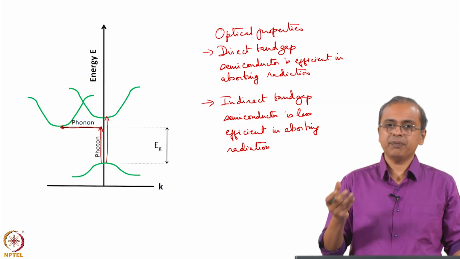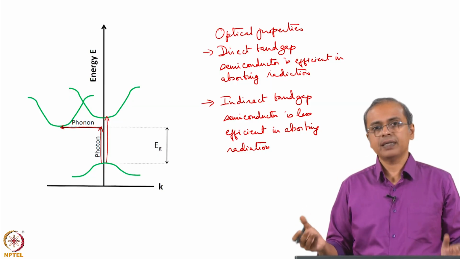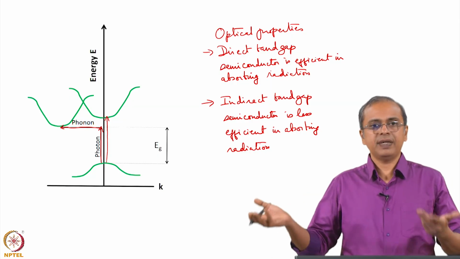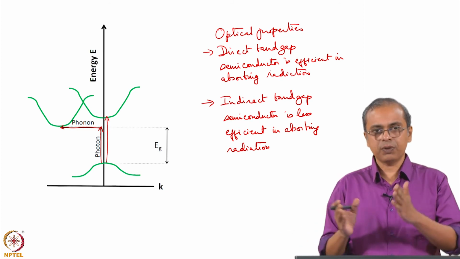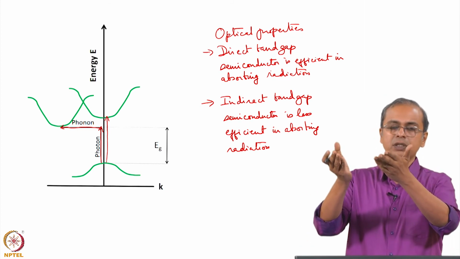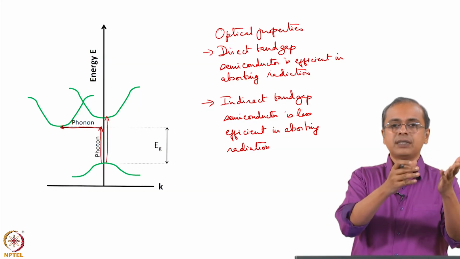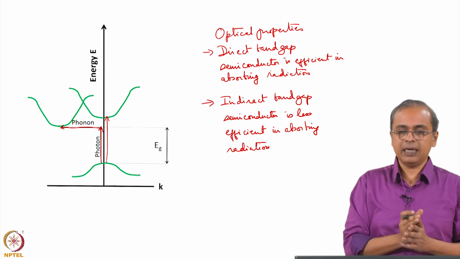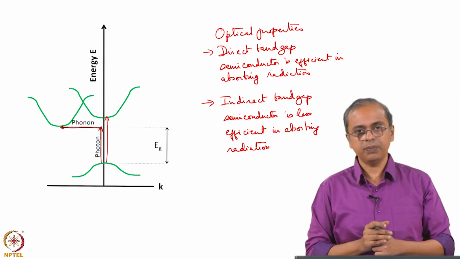So, if the material system we pick is an indirect bandgap semiconductor, ahead of time we know that it is not going to be very efficient in gathering photons, because the photons have to raise the energy of the electrons and one more process has to happen before the electron goes to the correct location where it can get absorbed.